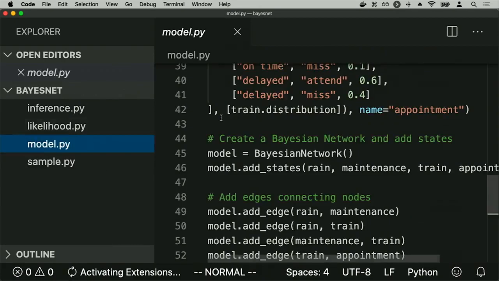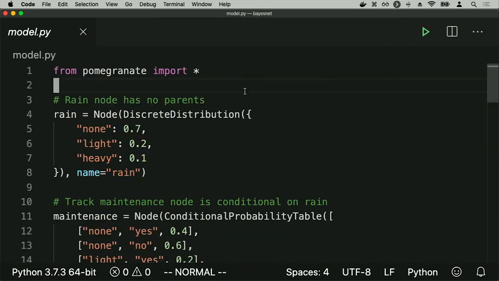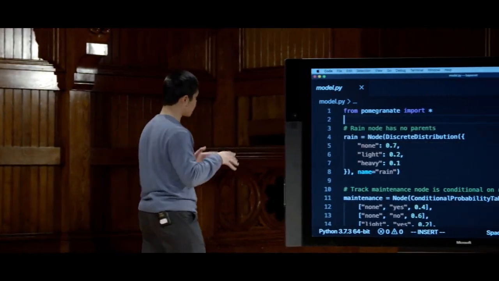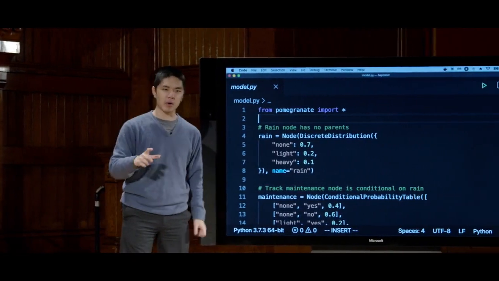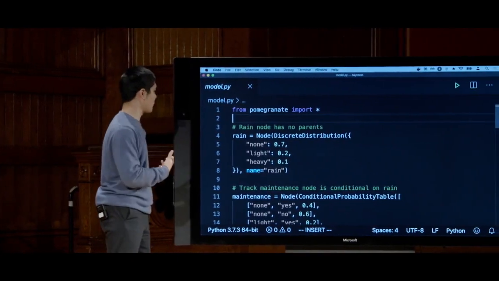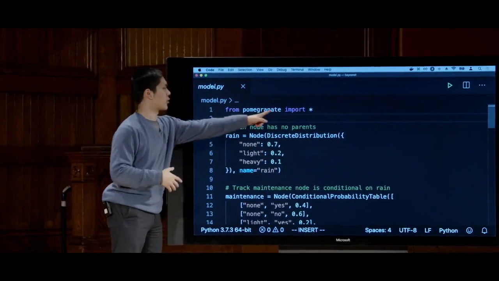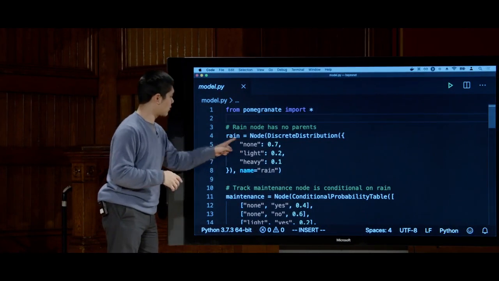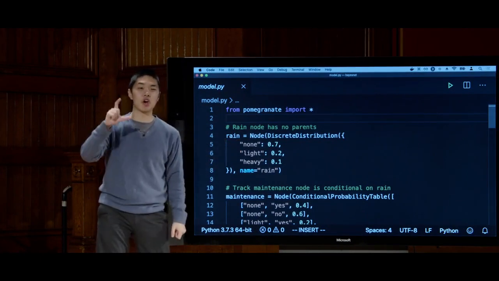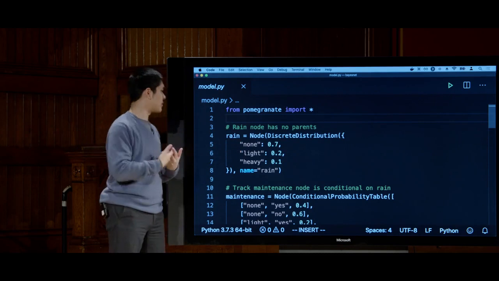And here inside of model.py, I have defined a Bayesian network, just using the structure and the syntax that the Pomegranate library expects. And what I'm effectively doing is just, in Python, creating nodes to represent each of the nodes of the Bayesian network that you saw me describe a moment ago. So here on line 4, after I've imported Pomegranate, I'm defining a variable called rain that is going to represent a node inside of my Bayesian network.